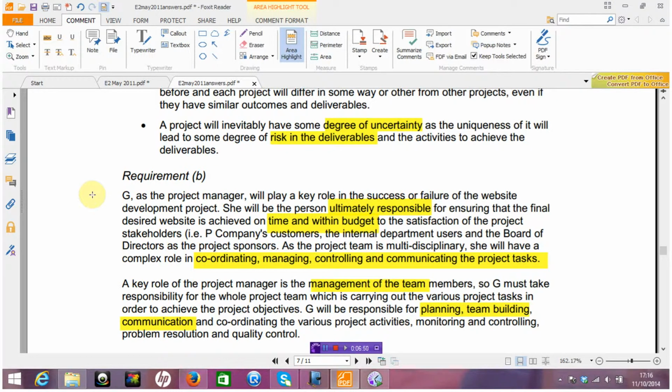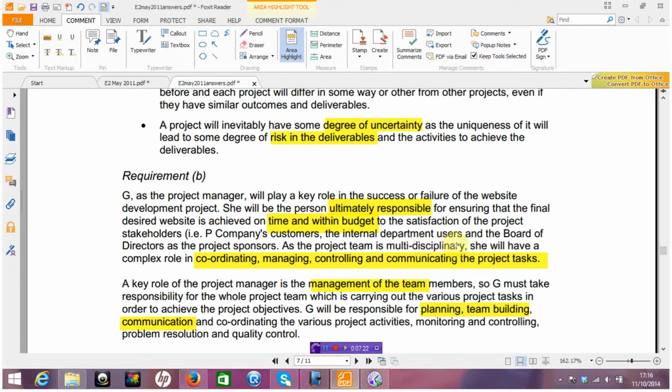You remember the requirement says, to outline the roles and responsibilities. Well, really the first part here is that they're giving us a definition of what a project manager is. And really what they're saying is that she will be ultimately responsible for the delivery of the final website, on time and within budget, and certainly to the established quality requirements of the stakeholders. And then they give us a very broad summary. You'll see that they do this at the end of this answer as well.